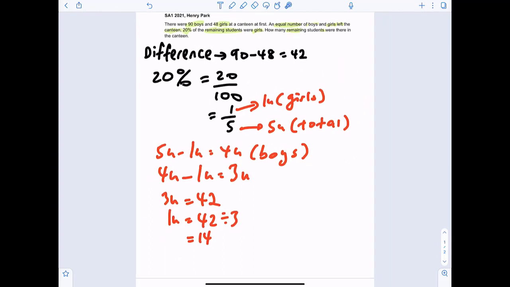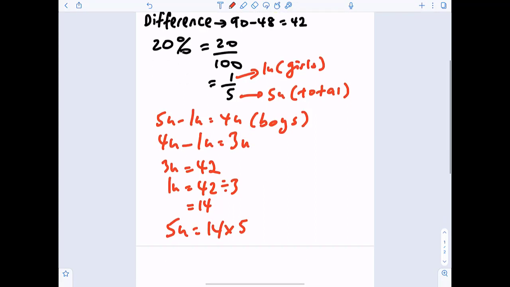Alright, so how many remaining students were there in the canteen? And that will actually be 5 units. 14 times 5, which will give us an answer of 70 students.